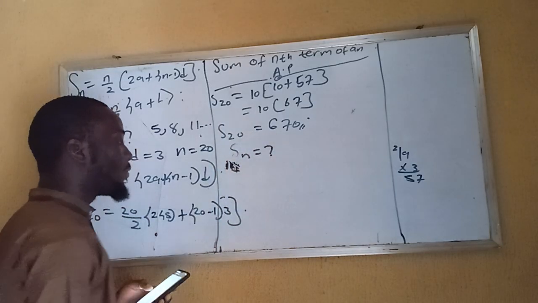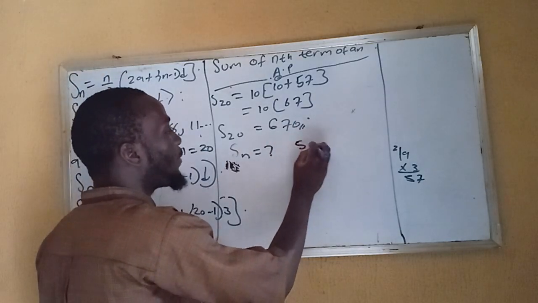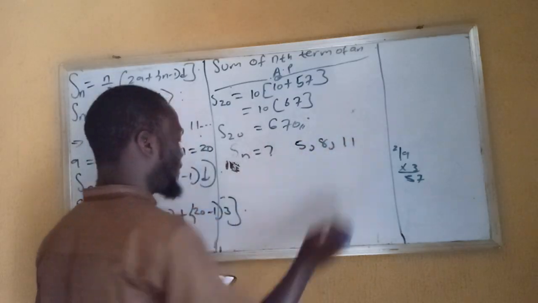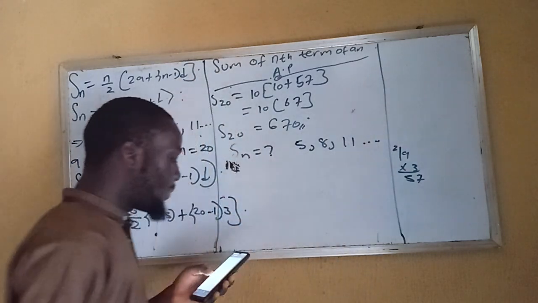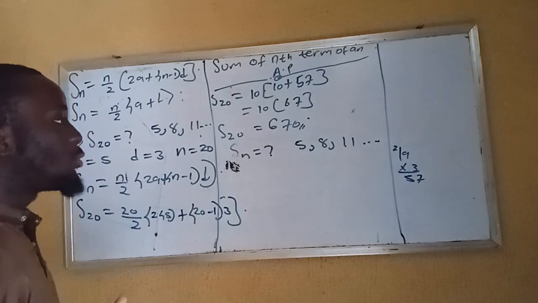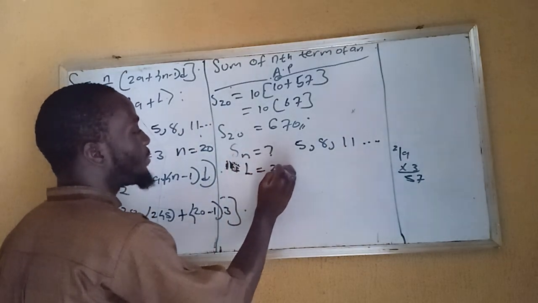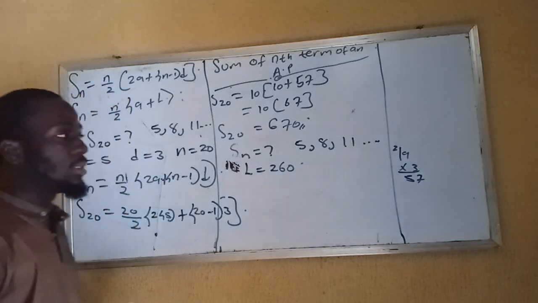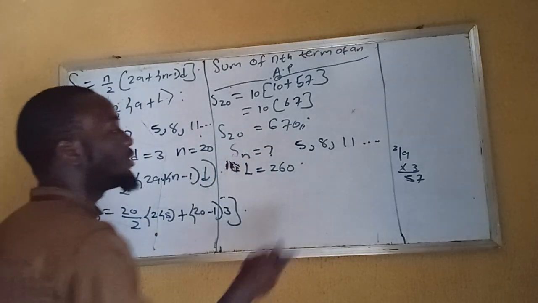We don't know the value of n. How many terms of an AP given the sequence 5, 8, 11 must be added to give the sum of 260? The sum is 260, and you have to find how many terms, the number of terms, which is n.